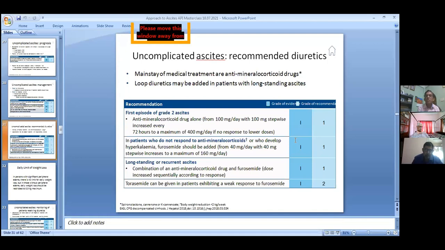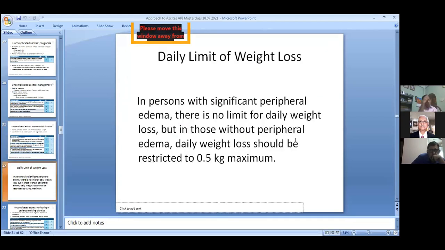But if the response is not adequate, then you should add furosemide. You should start with 40 milligram per day. When you are adding furosemide to spironolactone, the ratio should be 100:40. Gradually you can increase the dose up to 160 milligram of furosemide per day. If the patient is not responding to 160 milligram of furosemide and 400 milligram of spironolactone, then the patient is probably not responding to the diuretic therapy. Okay, so you should do that.